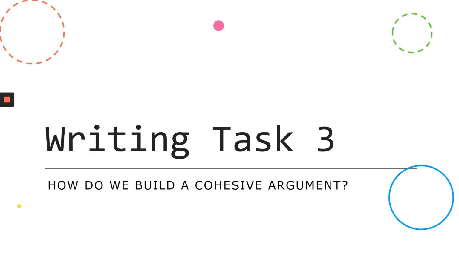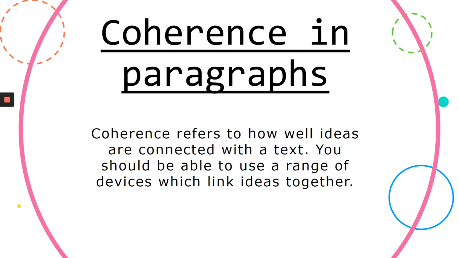Well done. This week we are completing writing task 3, thinking about cohesion. So a cohesive argument is a well-structured argument. So let's look at some of the devices which we can use to help link our ideas together. So coherence refers to how well ideas are connected in a text. You should be able to use a range of devices which link your ideas together. So you want in your piece of writing a clear thread throughout that links all of the ideas together, and it's been crafted in a particular way.